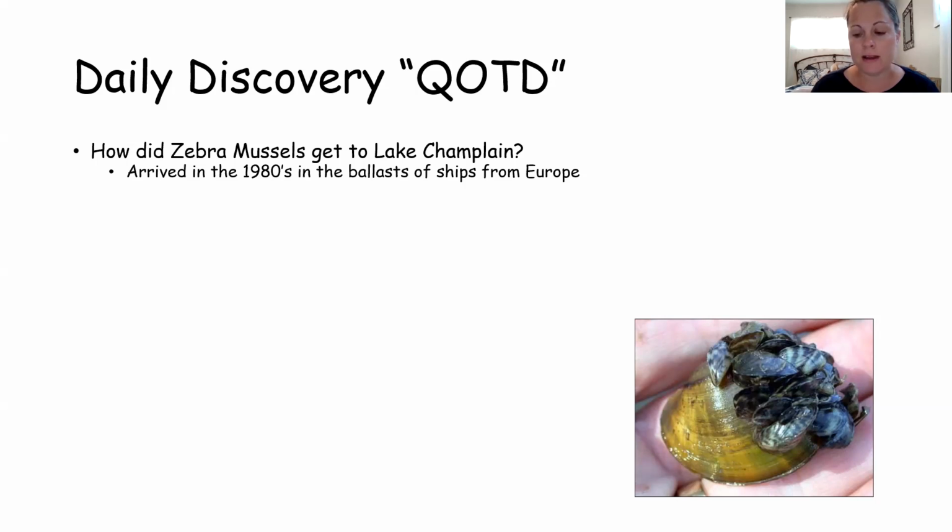They're not native to Lake Champlain, they are native to Europe. And what happened is ships came in the 1980s from Europe through the St. Lawrence Seaway and made their way into Lake Champlain and the Great Lakes. In the bottom of these ships, they have something called ballasts, which constantly filter water and then spit water back out. And what happened is some species from Europe ended up making their way all the way through to what is now Lake Champlain.